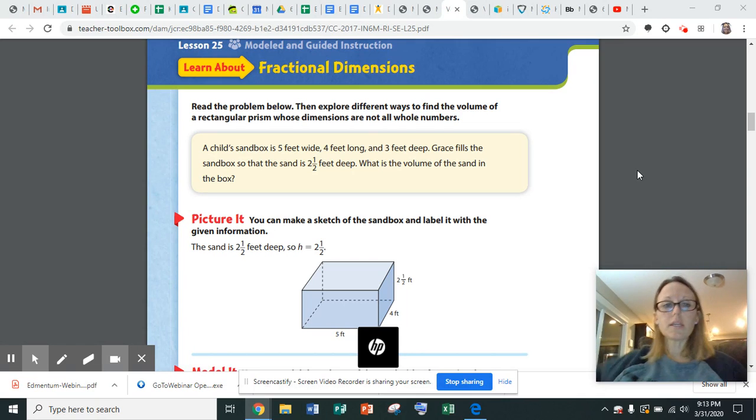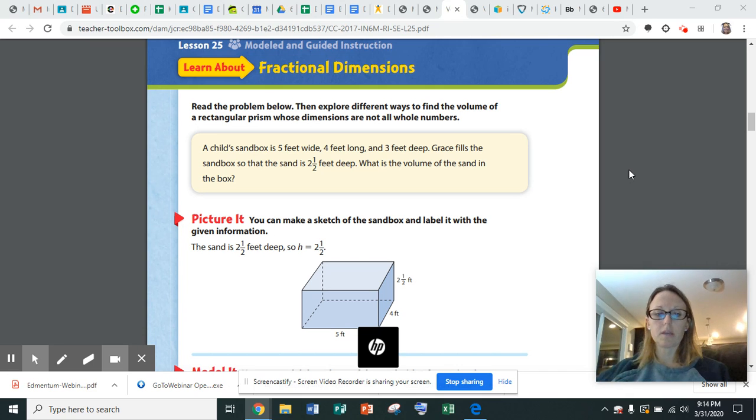But today's lesson, or yesterday's lesson that you did, Tuesday's lesson, we started off with fractional dimensions. And so it's more about multiplying fractions. So this rectangular prism is a rectangle, so not all the sides are the same. And the problem says a child's sandbox is 5 feet wide, 4 feet long, and 3 feet deep. Grace fills the sandbox so that the sand is 2.5 feet deep. What is the volume of the sand in the box?